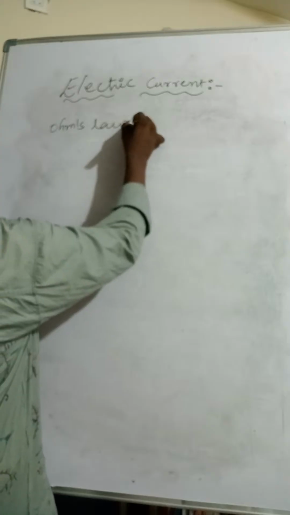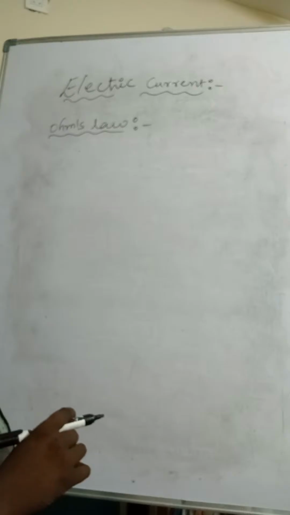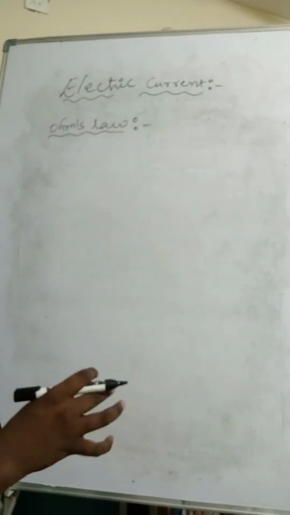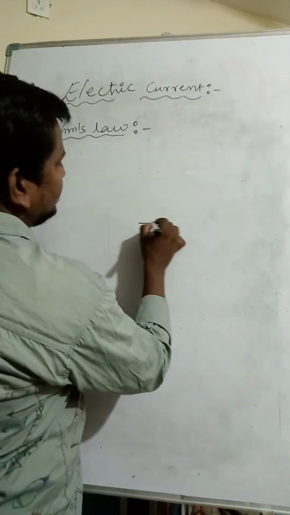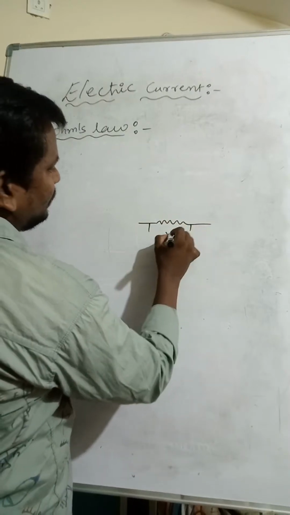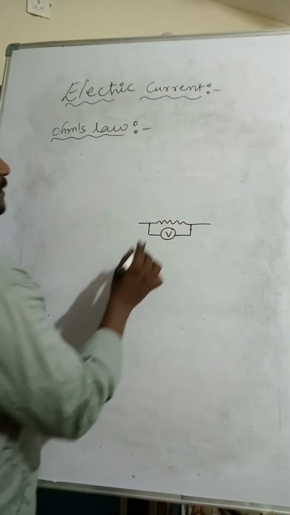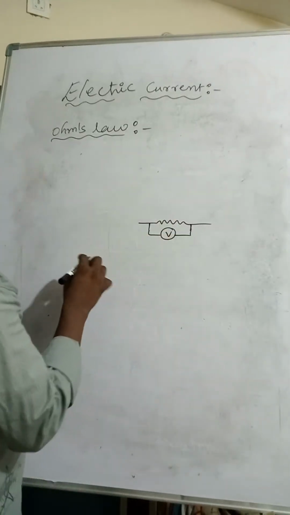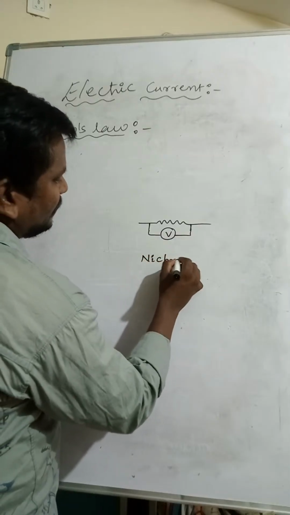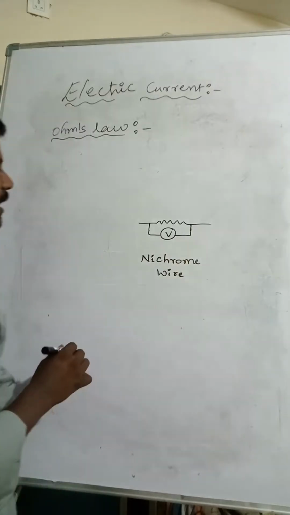So Ohm's law is nothing but the potential difference across a metallic conductor. I'm considering this a resistor, and across this one a potential difference is there. The resistor here is the nichrome wire. So I'm considering nichrome wire.